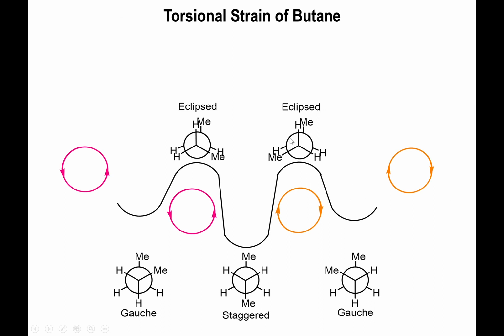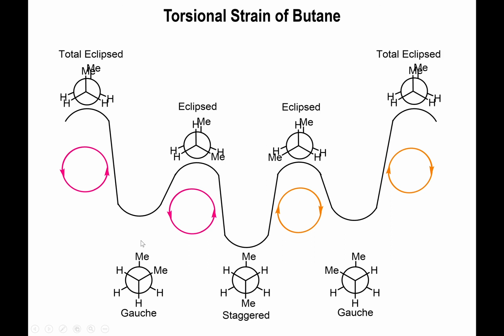If we continue going clockwise, the methyl groups here that were in the gauche conformation will now have the two methyls on top of each other. And same thing here. If we go counterclockwise, the methyl group on the front will land on top of the methyl group on the back. This is the setup for the total eclipsed conformation. And the total eclipsed conformation is the worst one from the point of view of energy. It's going to be the one highest in energy.